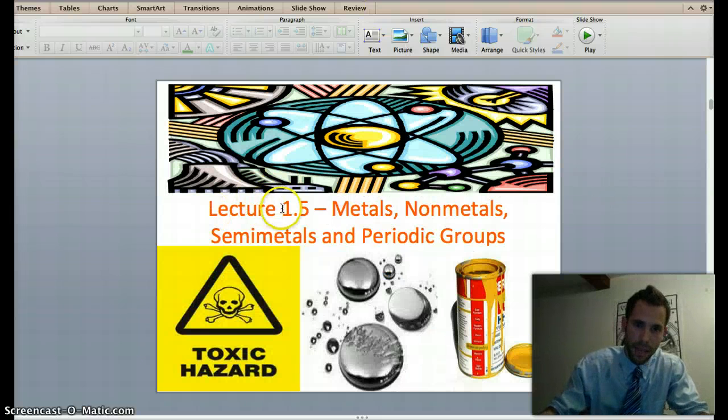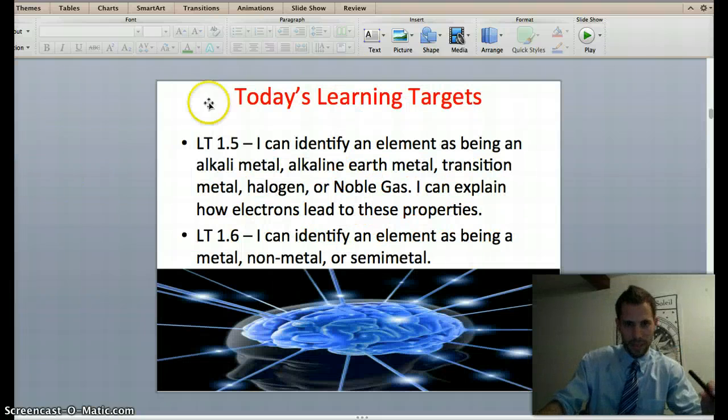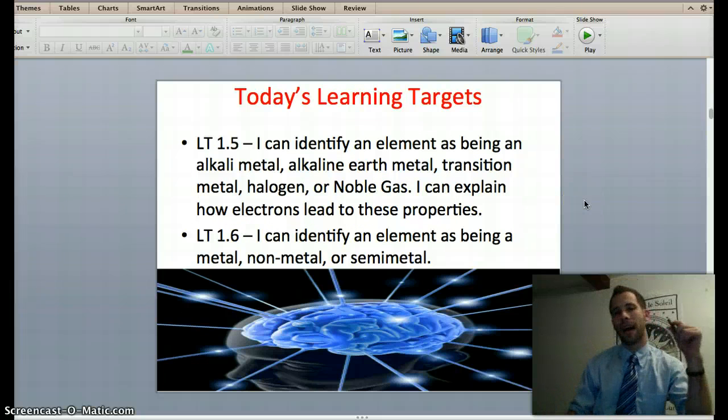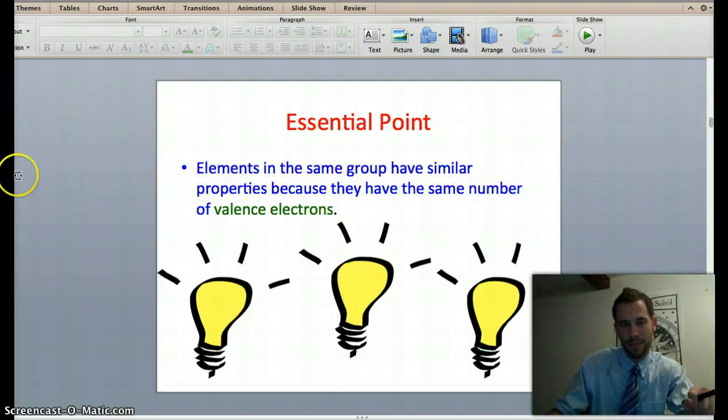We're going to talk about it today in lecture 1.5 on metals, nonmetals, semimetals, and periodic groups. Today we want to focus on identifying an element as being an alkali metal, an alkaline earth metal, transition metal, halogen, or noble gas, as well as explaining how electrons, and in particular valence electrons, lead to these properties. We also want to be able to identify an element as being a metal, nonmetal, or semimetal. So let's get right to it.